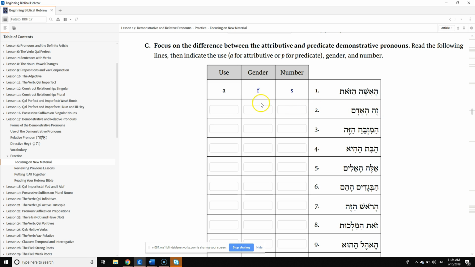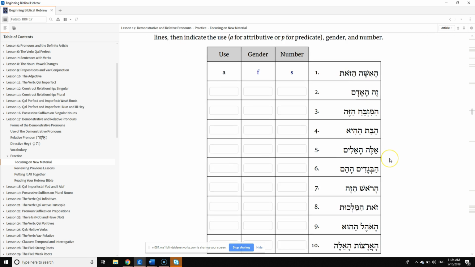Number 2, ze ha'adam. Ze is the masculine singular demonstrative, and since it lacks the article, it's going to be a predicative use, and so we would translate this is the man, so predicative, masculine singular. Number 3, again, we've got the article on the demonstrative. Hamizbeach hazeh, so that is going to be an attributive relationship. This altar. This altar would be our translation.